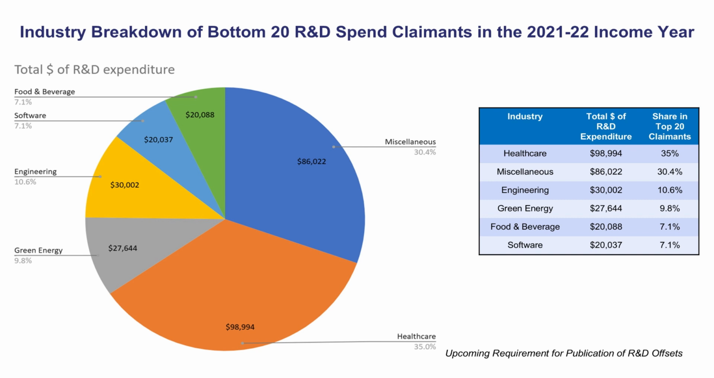The lowest 20 claimants can be classified in the following industry sectors. Number 1, healthcare. Number 2, miscellaneous or no longer existing entities. Number 3, engineering. Number 4, green energy. Number 5, software. Number 6, food and beverage.